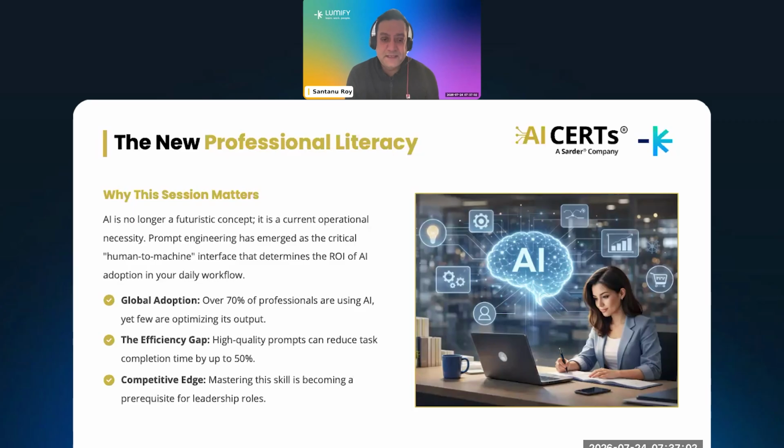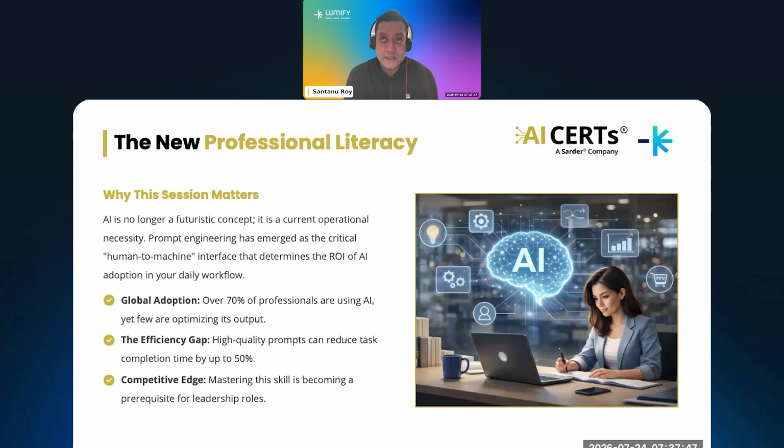Most of the people these days use AI. Actually, more than 70 out of 100 professionals are using AI, but only a few know how to use it correctly or to get the results properly. Good prompts will actually save a lot of time. If you know how to write good, strong prompts, you can finish tasks twice as fast. And also, crafting good prompts gives you a career advantage, because these days leaders and managers now expect people to know how to use AI very well. Not only how to use AI, but how to use AI efficiently.